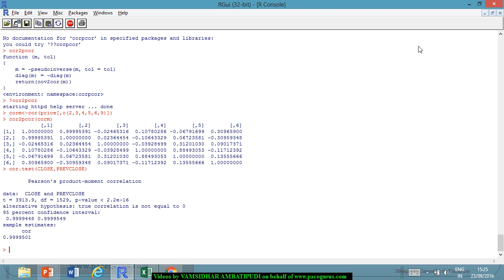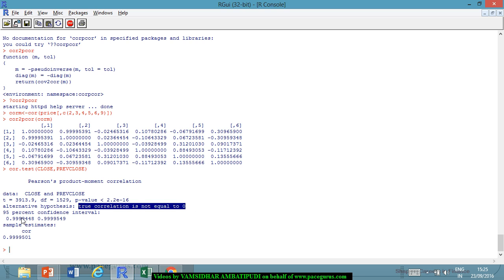So I am getting the t value. It's again a t test that is performed. Degrees of freedom is 1529. P value is 2.2 into 10 to the power of minus 16, which is less than 0.05. So I will reject the null hypothesis and go with the alternate hypothesis. Here the alternate hypothesis is true correlation is not equal to 0. So I could see that the correlation is not equal to 0 here.